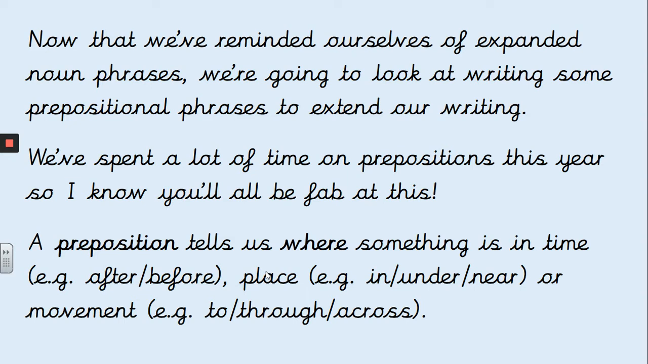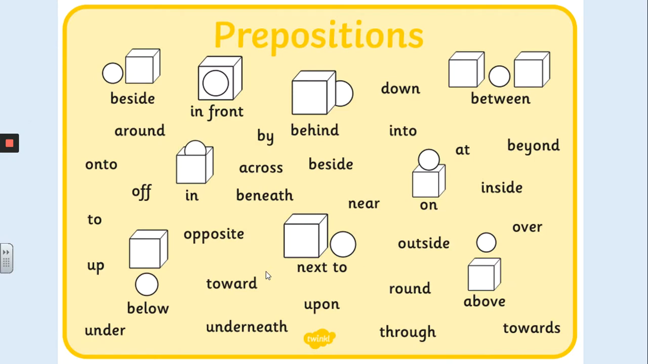So I might say, I'm walking to school. I'm going through the door. Or someone could walk across the path. It tells you where they're going, where they're moving to, or how they're moving. So here are some prepositions. This will keep coming up throughout this lesson to remind us of different prepositions we could use. So don't get stuck with the same one of writing on or under or to all the time. Make sure you're using a good range of prepositions in your writing today.